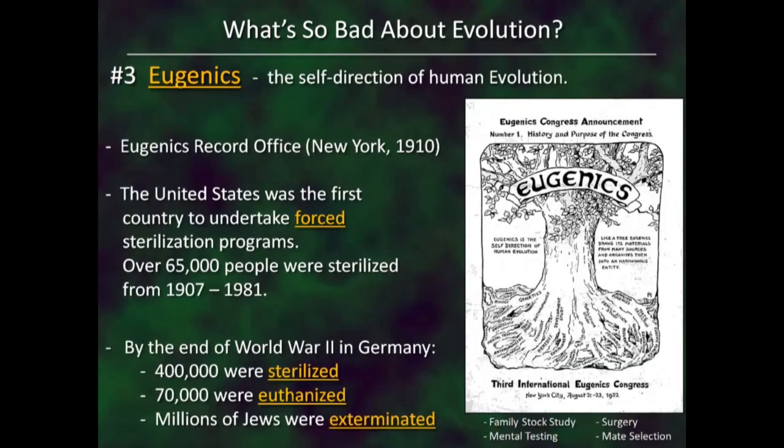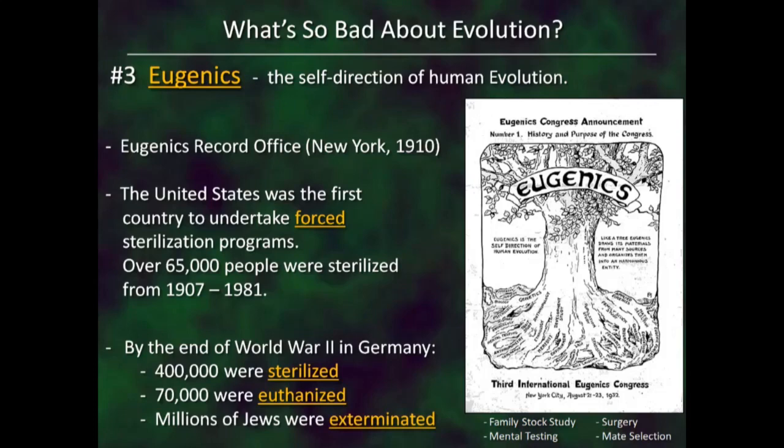And this is really kind of a sad issue about evolution. Is this eugenics, the self-direction of human evolution? Most people haven't heard about this, but actually the United States was the first country to undertake forced sterilization programs. If you were born and you had maybe some kind of mental retardation or something like that, they didn't want those kind of folks to get married and have kids or anything like that, so they would sterilize them, forced sterilization. And they did this all the way up to 1981.